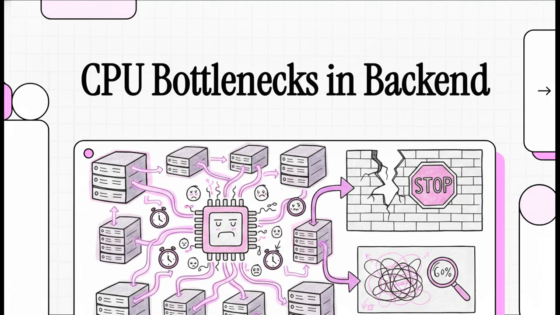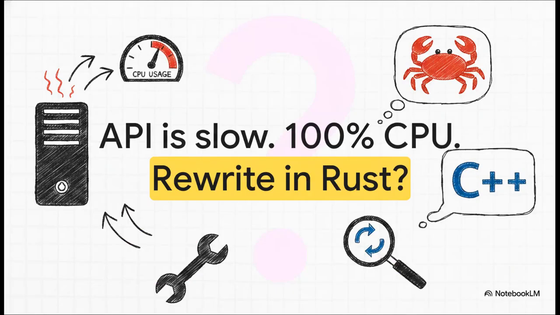Welcome to the Explainer. Your backend just hit a brick wall. Things are crawling. And today, we're going to find out exactly where that CPU time is vanishing to. Picture this. Your API is absolutely crawling. You check the metrics, and boom, CPU usage is pinned at 100%.